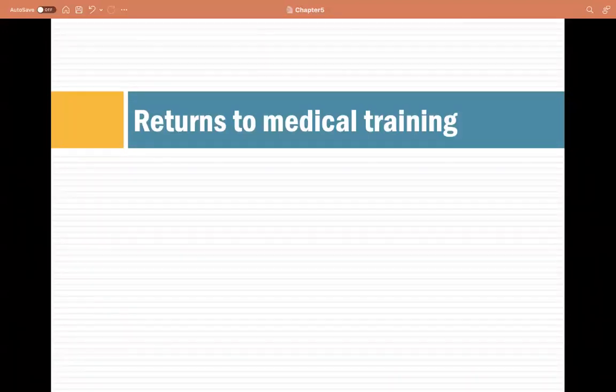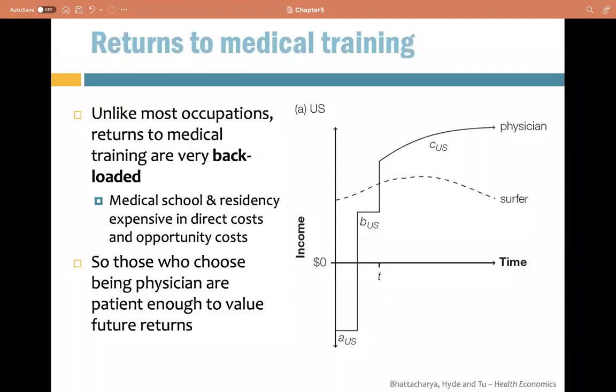So now we're going to talk about returns to medical training. In terms of return, we're first going to focus on the income return. Unlike most occupations, returns to medical training are very backloaded. Medical school and residency are expensive, with indirect costs and opportunity costs. You spend a lot of money on tuition, or you take a huge student loan, and you have many years working at a relatively lower salary as a resident. And then after that, you can finally earn enough money as a physician.